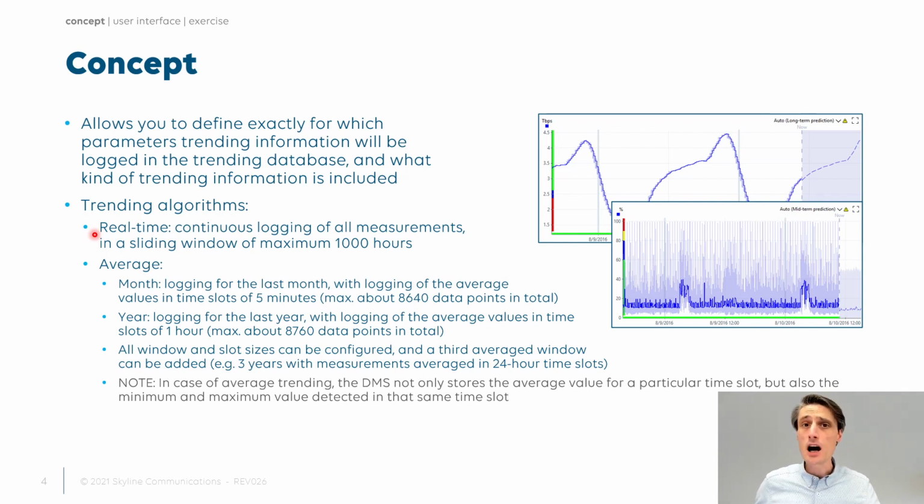Real-time trending is typically for 24 hours by default, or maybe 48 hours if you configured it, up to a maximum of 1,000 hours. So it's for a shorter period of time. Typically you have all the granularity that this parameter experienced over, say, 24 hours. So potentially that can be a lot of data, depending on how often this parameter is polled. Then you can also activate the average trending.